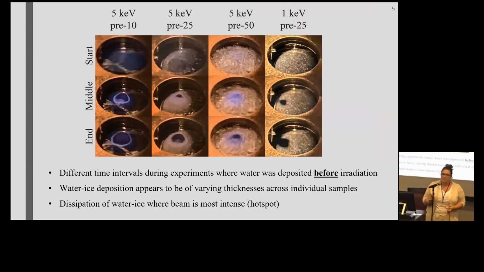So we had a nice little window in the chamber so we could actually see what was going on during these experiments. For these images that I'm showing you now, these are just the pre-experiment. So water ice was deposited and then irradiated. We have images at the start, the middle, and the end of the experiments. The main thing to note is that the beam is supposed to cover the entire surface of the sample. So imagine that. But then as time goes on, you can start seeing these openings, or a dissipation of the water ice over time.